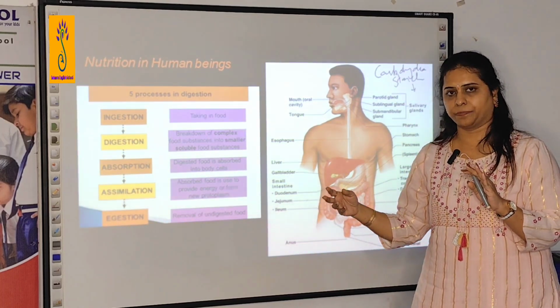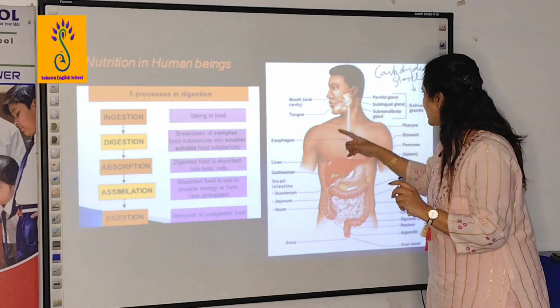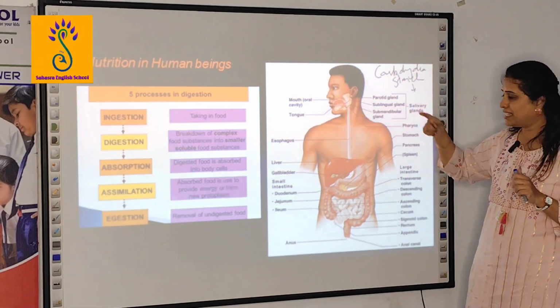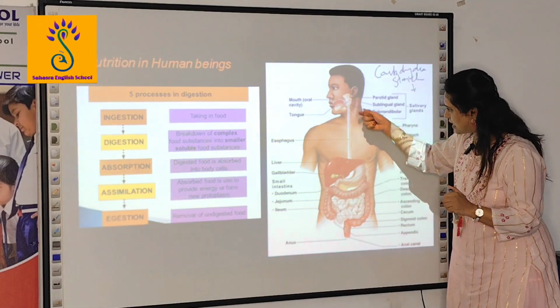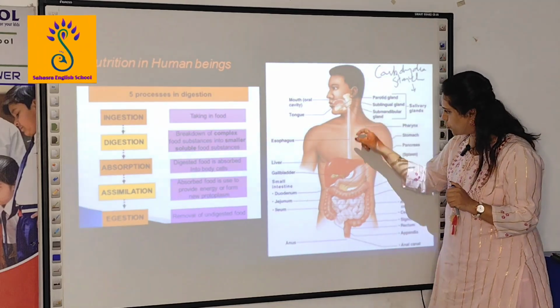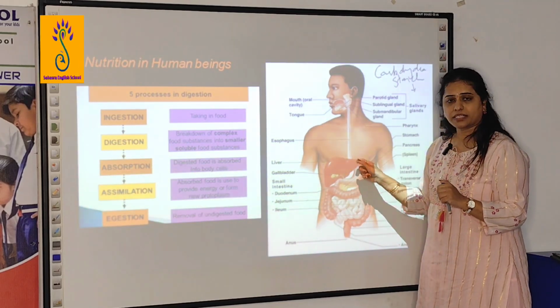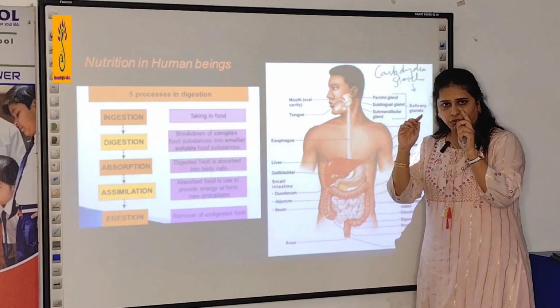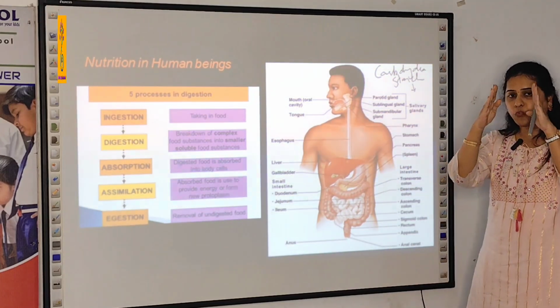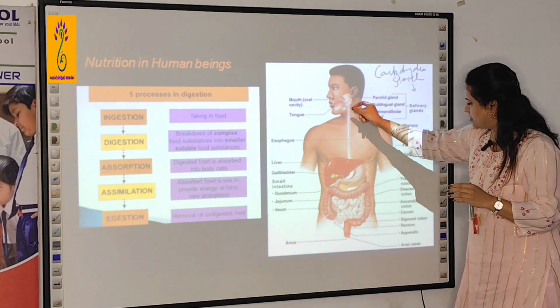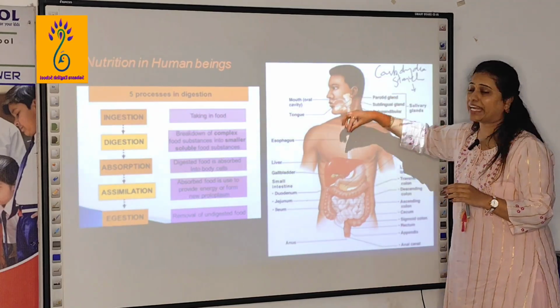So from the pharynx it enters into the esophagus. The esophagus is a muscular tube-like structure. It is called the food pipe. It's a muscular tube. And food enters here through a wavy-like motion. It is not like this. The food enters through wavy motion.